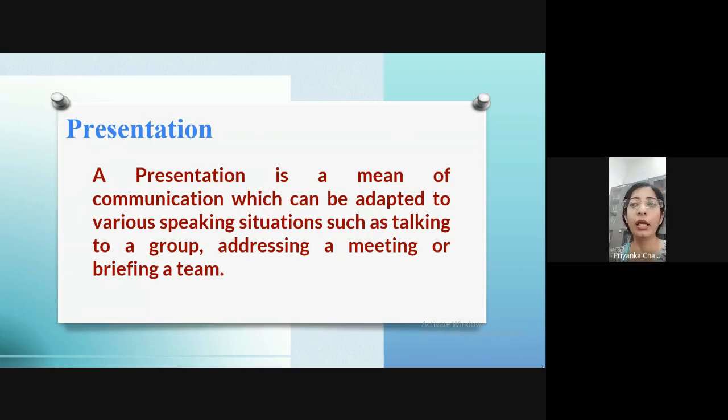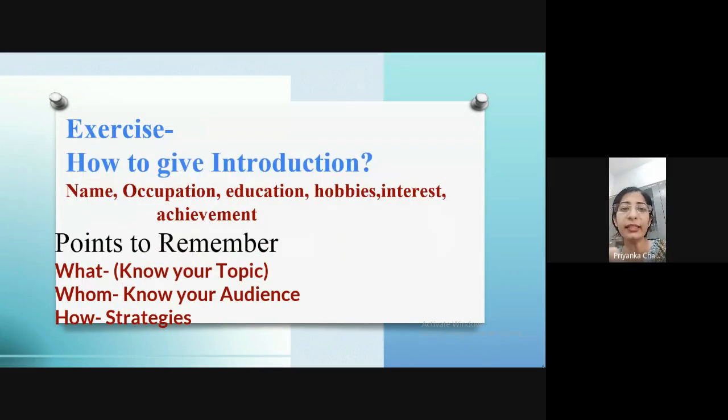Another thing is when you present yourself, there are three things which you have to know. The three things are what, who, and how. When you present yourself, you should know your topic. Do not go anywhere against the topic. Suppose my topic is on presentation. So I have to include all the things related to presentation. I cannot include a motivational story in this because it is not a part of this.